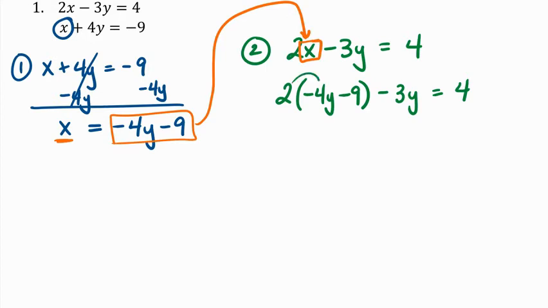Okay, so distribute your 2. 2 times negative 4y is negative 8y. 2 times negative 9 is negative 18. Oh, that's where I'm missing that. Then I still have minus 3y and equals 4.